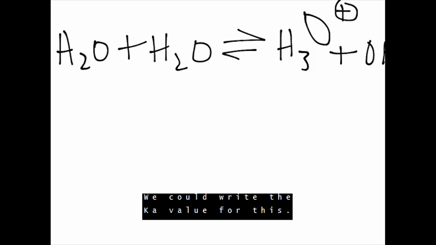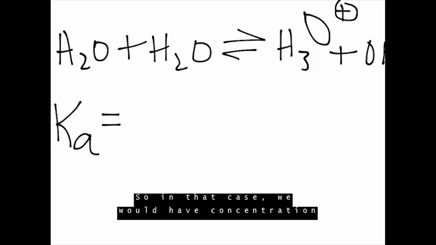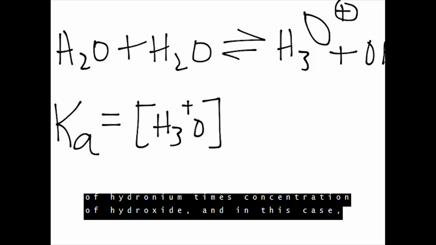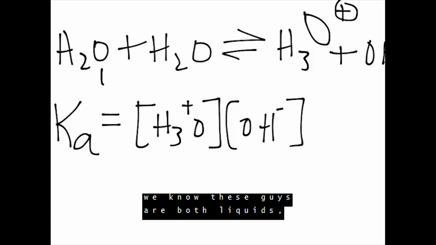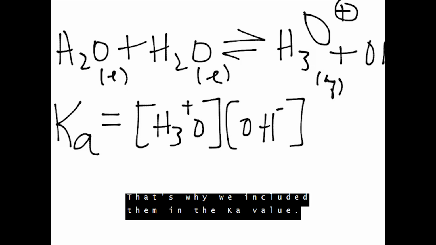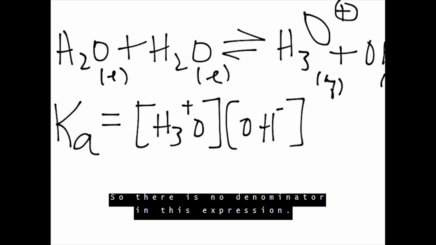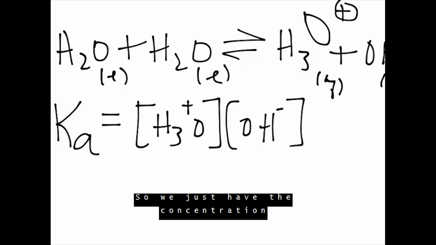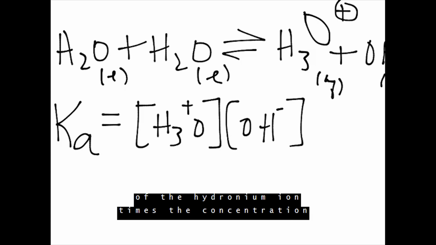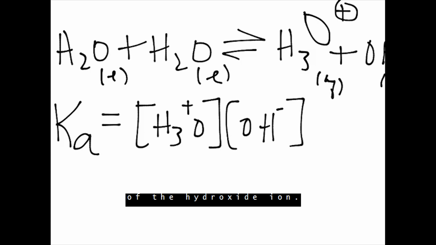We could write the Ka value for this. So again, products over reactants. So in that case, we would have concentration of hydronium times concentration of hydroxide. And in this case, we know these guys are both liquids, whereas these guys are aqueous. That's why we included them in the Ka value. So there is no denominator in this expression. So we just have the concentration of the hydronium ion times the concentration of the hydroxide ion.